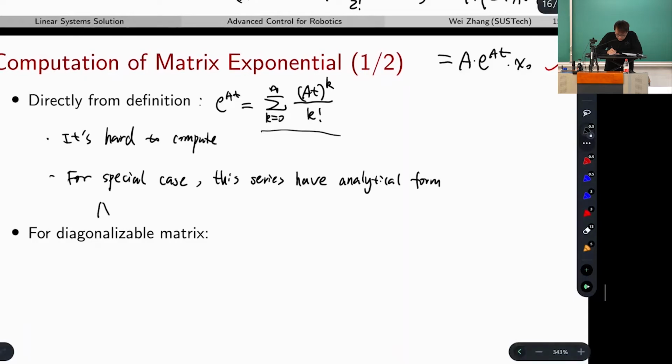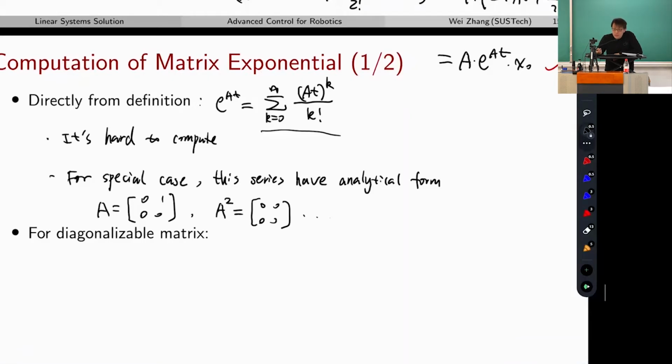The example I gave you is maybe the same example I used for defining e to the At, which is [0, 1; 0, 0]. That's a so-called nilpotent matrix, and it has special properties. A raised to the power 2 becomes all 0, and all the higher powers, A to the power 3, 4, are all 0. So you can find it out.